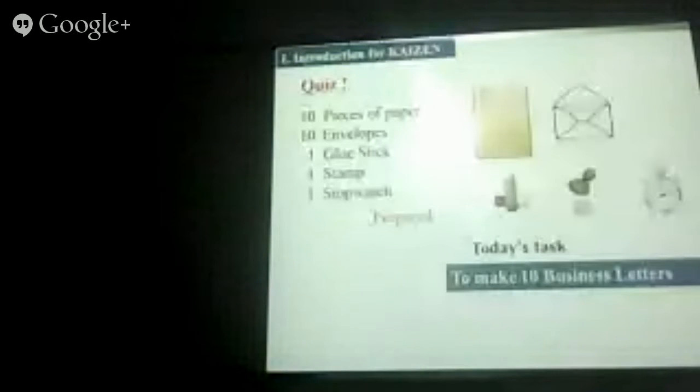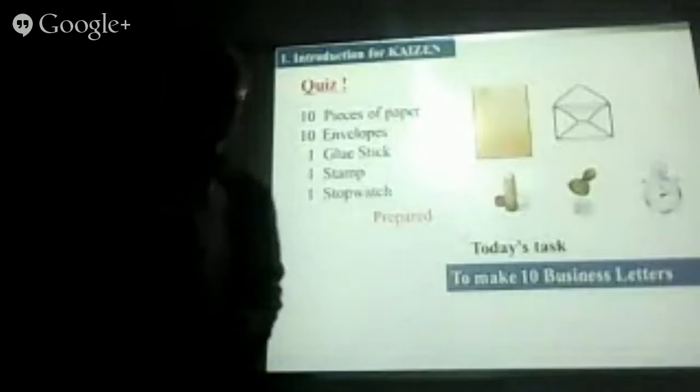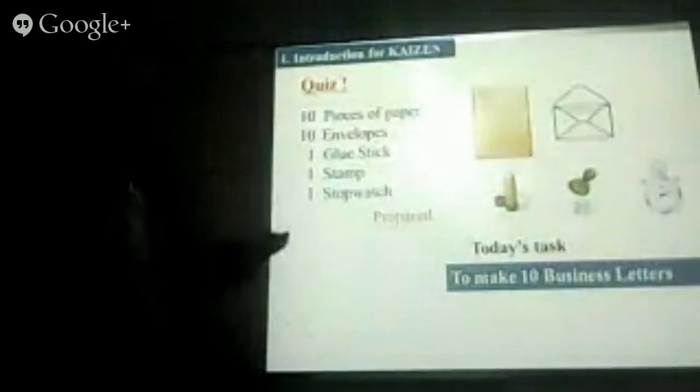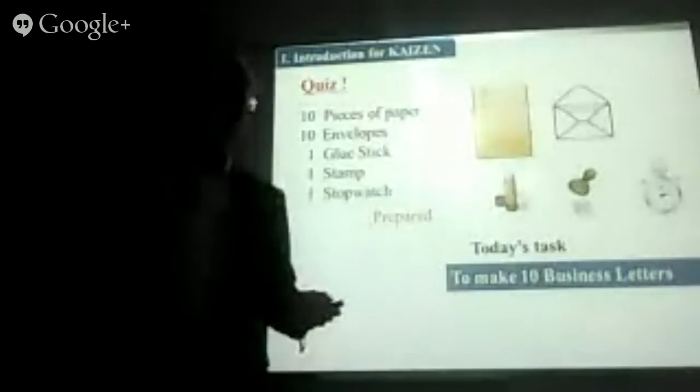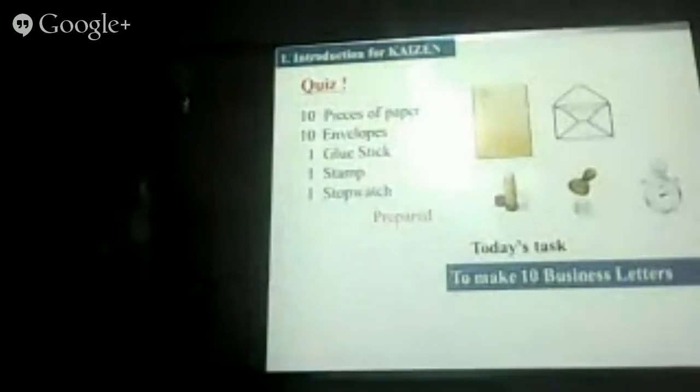Okay, I'd like to start from the quiz. Please assume there are 10 pieces of paper, 10 envelopes, 1 glue stick, 1 stamp, and a stopwatch. Today's task is to make 10 business letters using these materials.